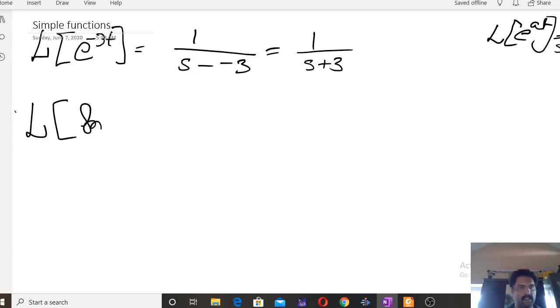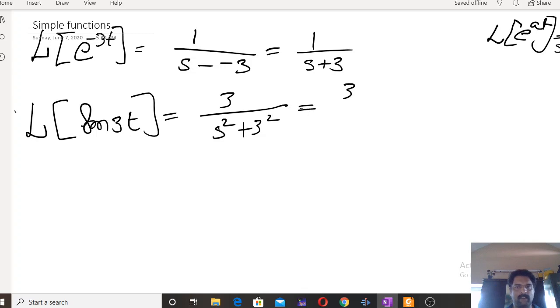Now let's consider another one, the Laplace transform of sin 3t. We know that the Laplace transform of sin at is equal to a by s square plus a square. Here a is equal to 3. So it is 3 by s square plus 3 square, which is equal to 3 by s square plus 9. So we can calculate the Laplace transforms of many functions in this way.